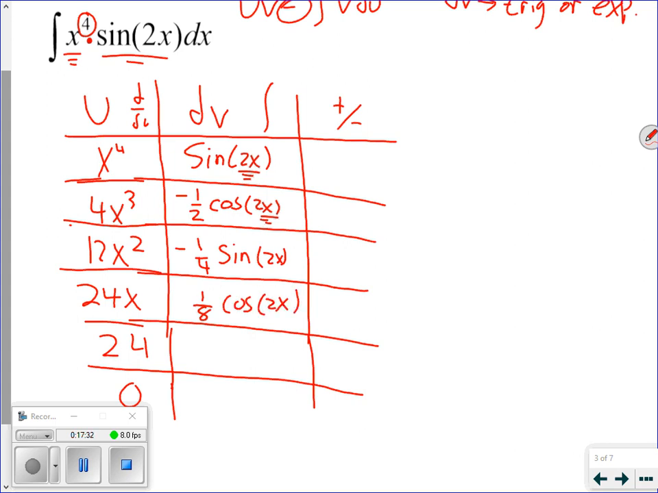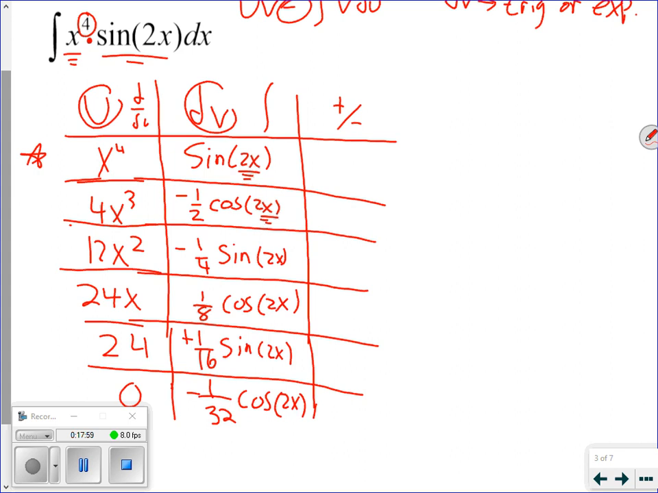Again, pause the video and try these integrations out. Integration of that is positive 1/16 sine of 2x. And the integration of that, all the way down to that last term, is negative 1/32 cosine of 2x. So all I did was make a chart with all my u's and all my dv's. And I just went down the chart from the first polynomial all the way down to 0.